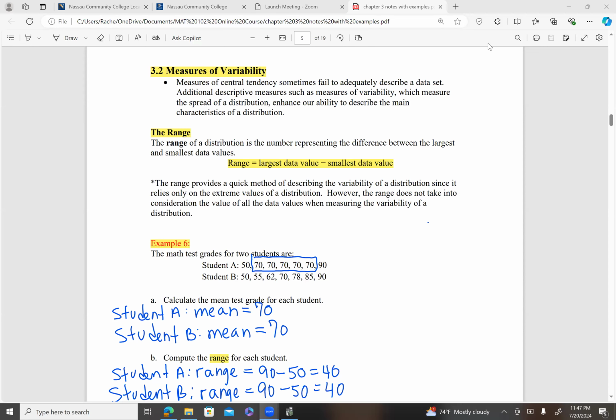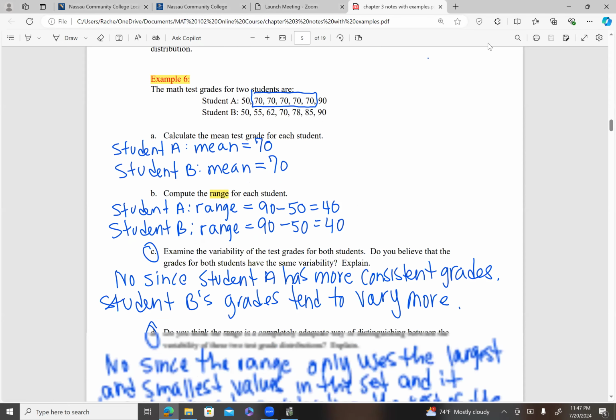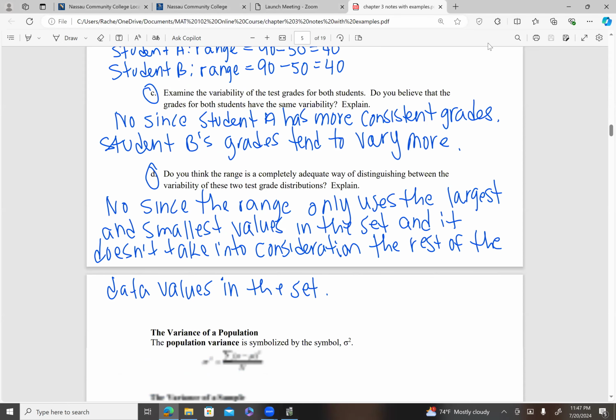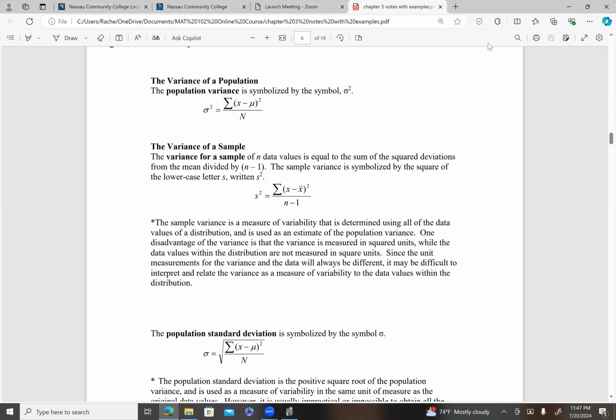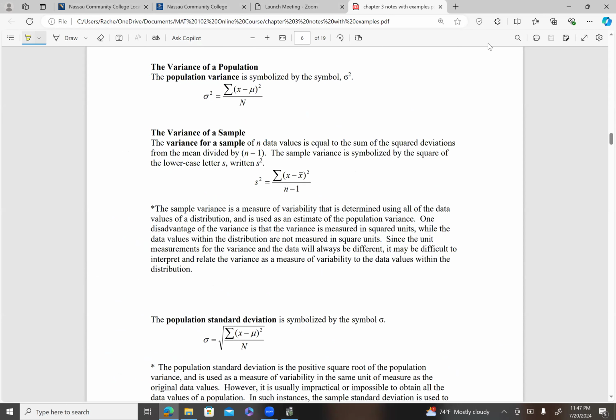Hey guys, welcome back to Chapter 3, Section 3.2, Measures of Variability. In the last lecture, we covered the range, and now we're going to move on and look at the variance and the standard deviation. So let's start with the variance, specifically the variance of a population.